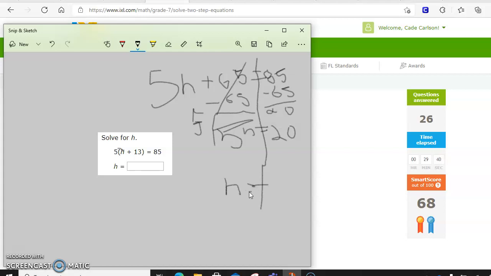H equals 20 divided by 5, and 20 divided by 5 equals 4. So, now, h equals 4. Okay.